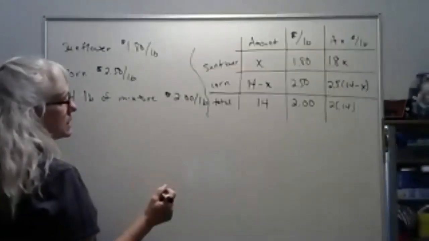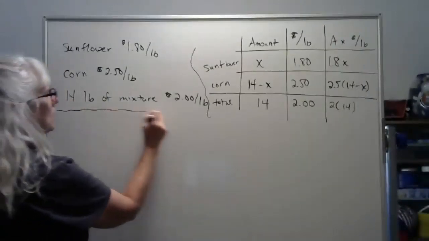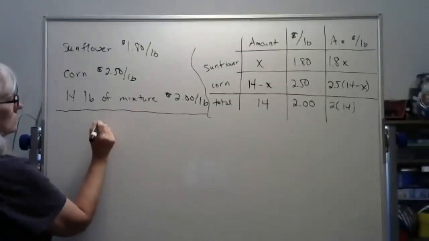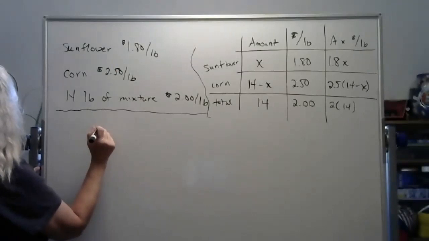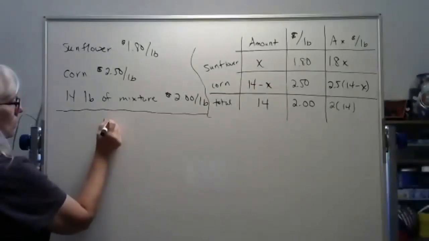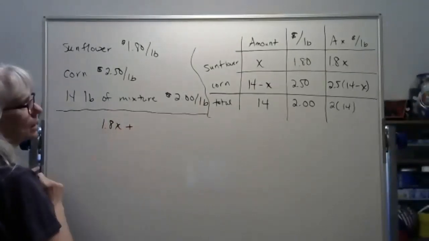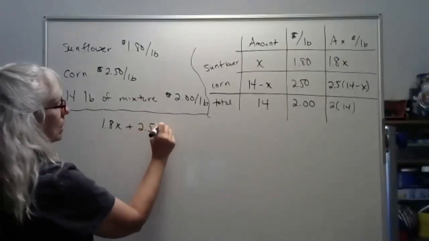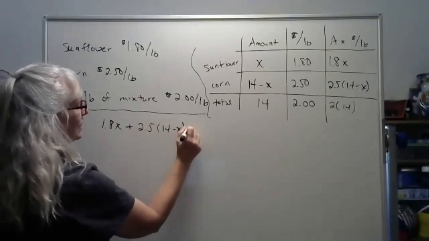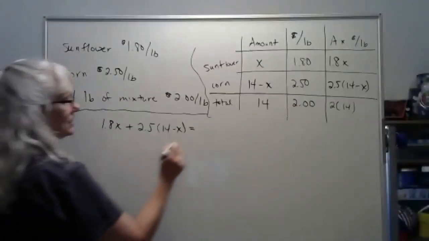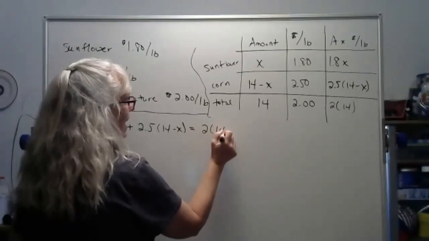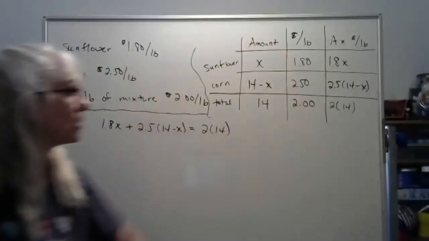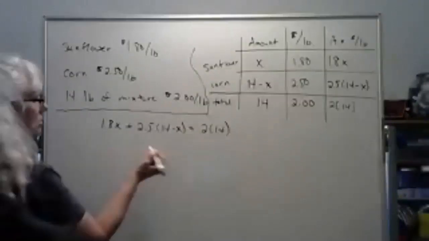Okay, help me write the equation. So now on to the next step. When I go to write the equation, what am I going to write? 1.8x, good, plus 2.5 parentheses 14 minus x, beautiful, equals the 2 times 14. Yay! Nicely done. There it is. So again, you're just going to add down to equal the total. Okay, now we can come in and do the algebra.